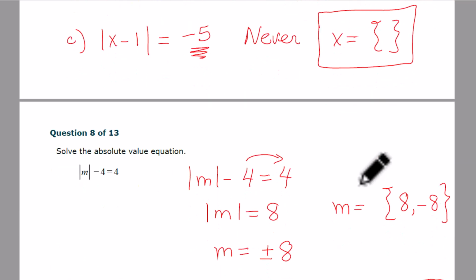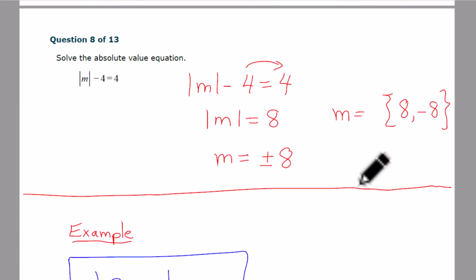All right, looking at question 8 here. All right, so let's see. Well, I don't have the absolute value alone, so I'm going to move the number. All right, so I move it over there. I get absolute value of m is 8. All right, so grab the inside, set it equal to plus or minus 8. And so there's our solution with the set brackets.